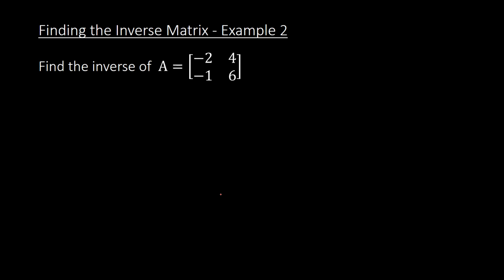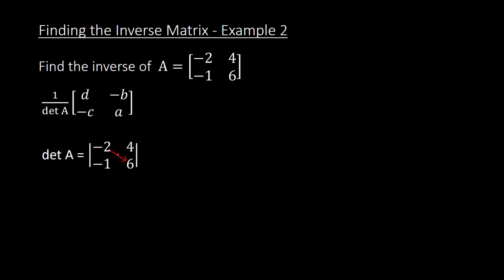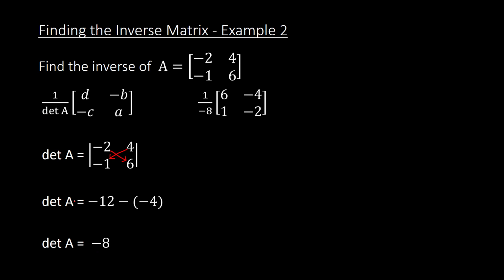Let's do another one where here we're trying to find the inverse of this matrix. So once again, we need to find the determinant of the matrix A. To do that, I'm going to multiply negative 2 times 6 to get negative 12, and then subtract 4 times negative 1 to get negative 4. Well, when I subtract the negative 4, that gives me a plus 4, so negative 12 plus 4 gives me a negative 8. So I have 1 over the determinant of A, so I have 1 over negative 8.